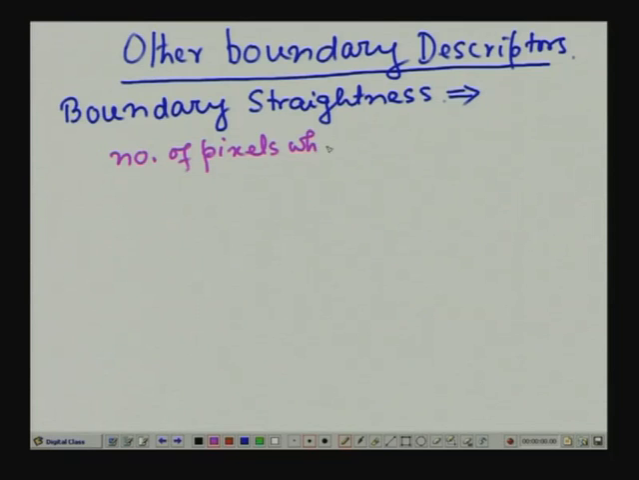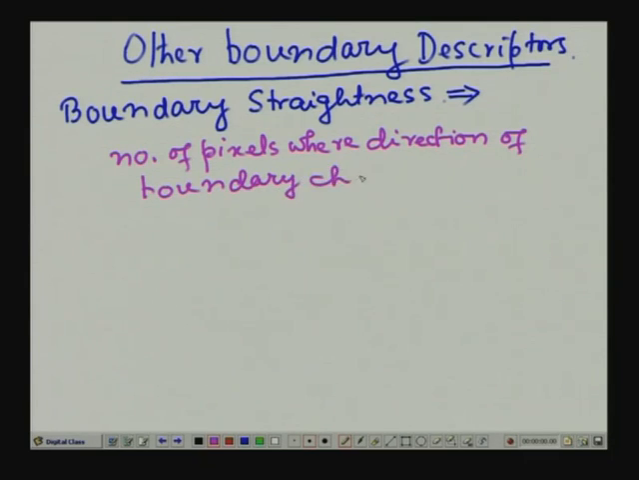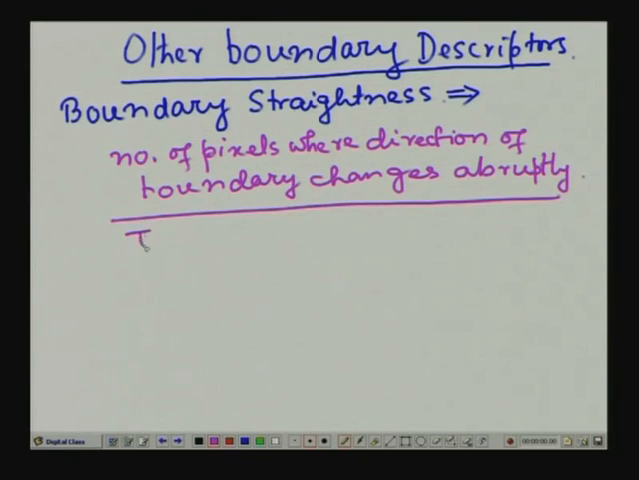where the direction of the boundary changes abruptly, to the total number of boundary points.